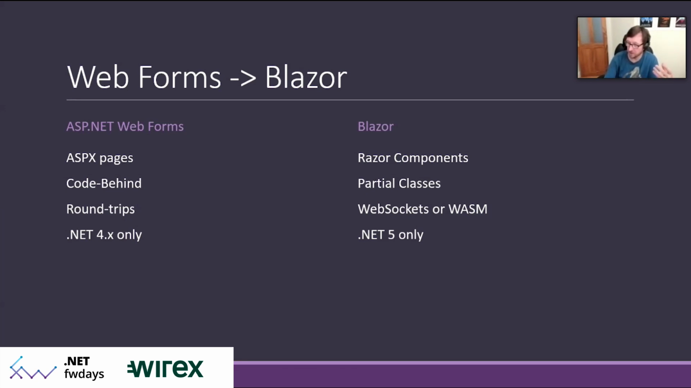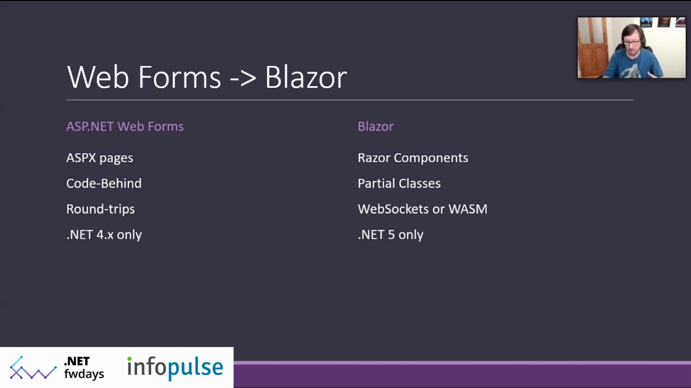So ASP.NET Web Forms, you had ASPX pages with code behind, and it would generally do round trips and trigger the page load event with event handlers, and it only runs on .NET 4.5 or 4.7 or whatever is the current .NET 4 version. Blazor, meanwhile, we now have Razor components. It deals with code behind using partial classes. It handles interactivity with either WebSockets in the server-side model or WebAssembly, which is in preview at the moment, but will be fully available in .NET 5. And Blazor runs in .NET 5 or .NET Core 3.1 and .NET 5 only. So you can't do a phased migration of the application.